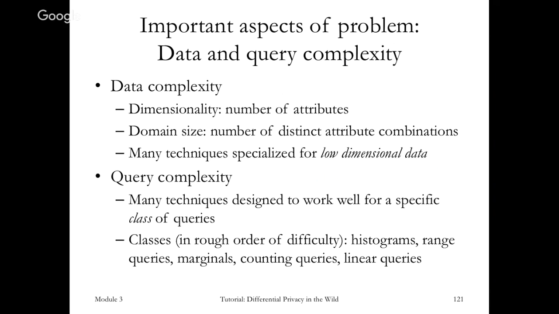We can also think about query complexity. A lot of techniques are designed to work for a specific class of queries. I described counting queries as a specific class, but we can even think of subclasses and superclasses of counting queries. A histogram is a specific form of a counting query. You can imagine range queries over some kind of ordered space. Marginals I described before, counting queries, and then linear queries are a kind of generalization of counting queries. They're ordered here in rough order of difficulty. It's easier to design differentially private algorithms for histograms than it is for arbitrary sets of linear queries.